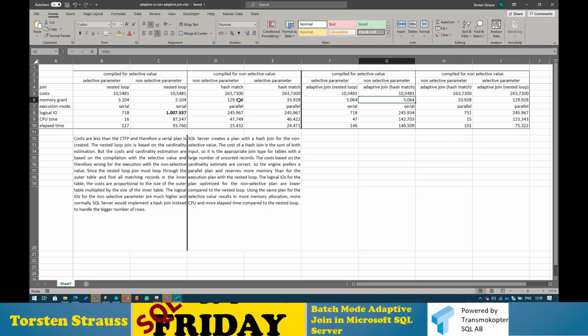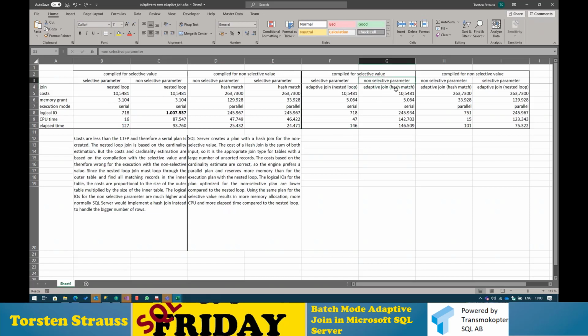But again, we can see that the memory grant is a bit higher compared to the first execution of the stored procedure without an adaptive join. But again, who cares? And the logical IOs, perfect, exactly the same. CPU time is a little bit higher than before, but also hard to predict. Elapsed time is almost comparable.